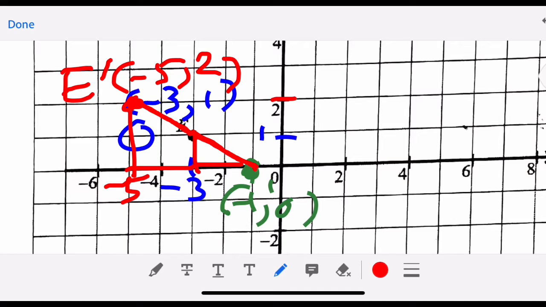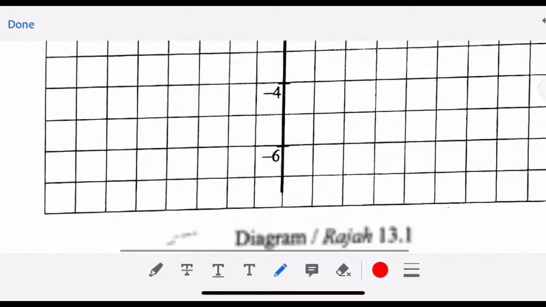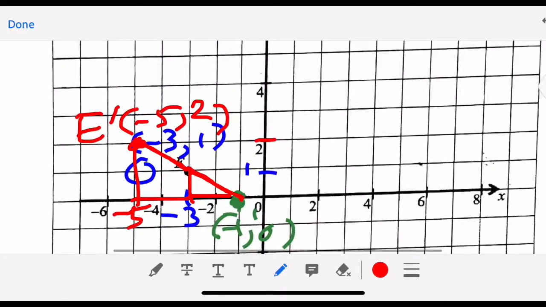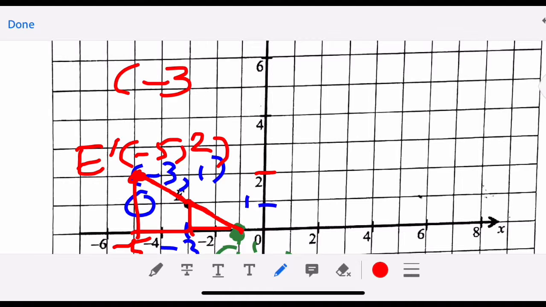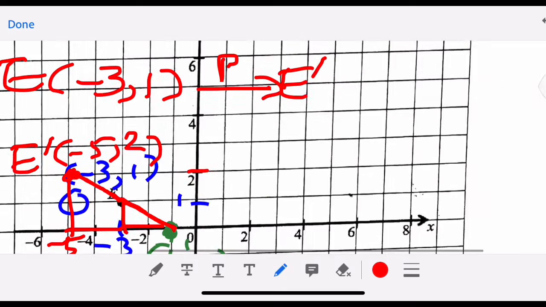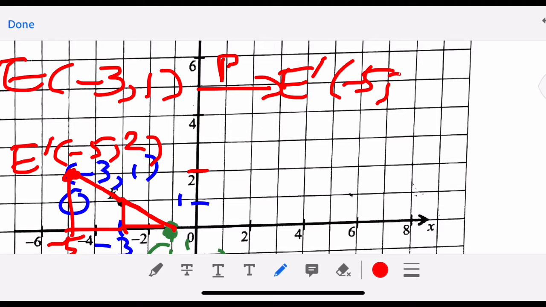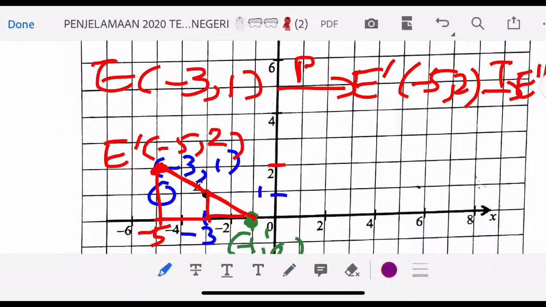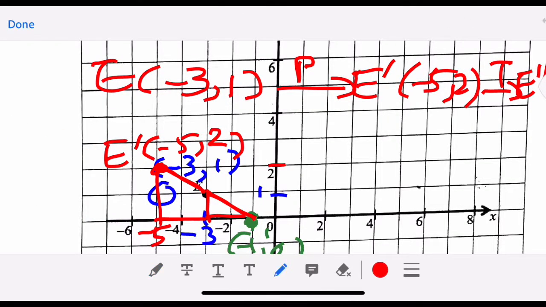Alright, so if you want to write, you can write like this. From the object E, negative 3, 1, we do the enlargement, which is P. We will get E prime, which is negative 5, 2, and then we do the translation to get E double prime. Translation is easy, because we just move.